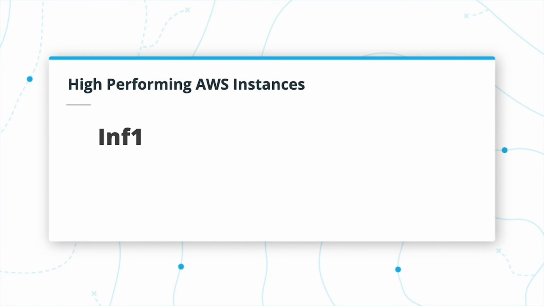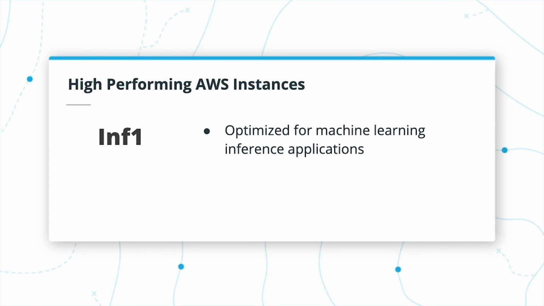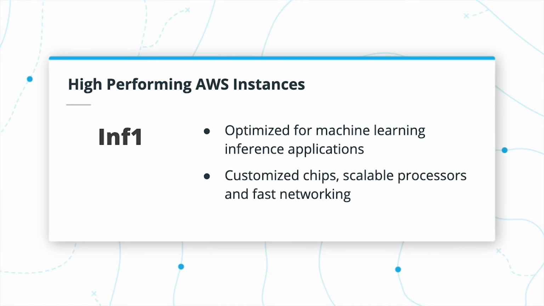Once your machine learning model is trained to meet your requirements, you can deploy your model on an Inf1 instance by using AWS Neuron. Inf1 instances are optimized for machine learning inference applications with AWS customized chips, scalable processors, and fast networking. And AWS Neuron is a software developer kit for machine learning using the AWS custom Inferentia chips. That's a bit out of scope for this lesson, but it's good information to know about optimized EC2 instances.